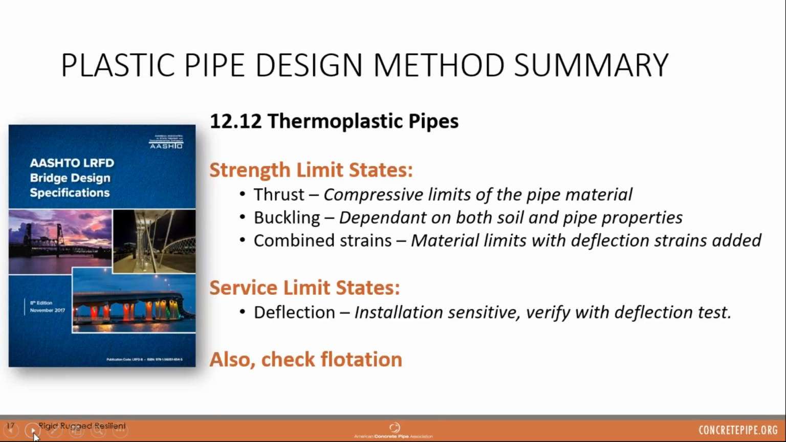So that really covers the basics of flexible pipe design. We looked at the strength limit states, where we check the compressive strains due to thrust against the specific pipe material limits. We also check the buckling strains, which depend on both the pipe and soil properties, and we check the combined strains with the added strains from deflection. And then as a service limit check, deflection is also estimated and compared against the deflection limit that needs to be verified in the field, as we mentioned. And then flotation, again, a separate consideration, not covered here today.